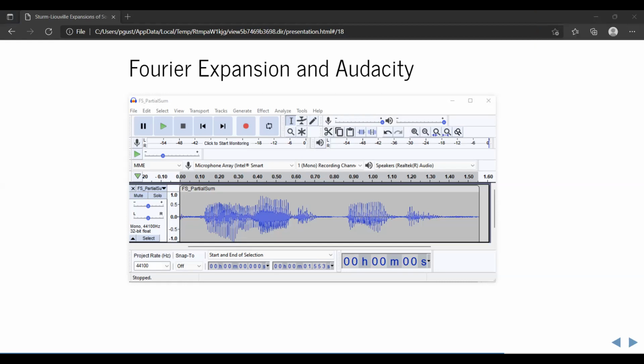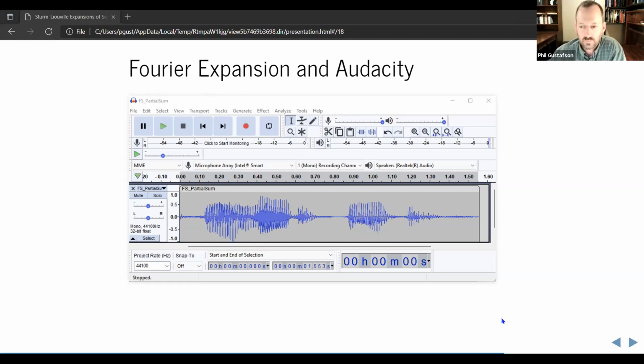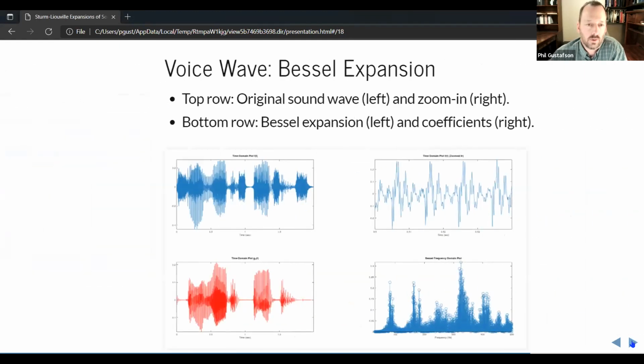The original is much louder. Sound wave expansions. And then the Fourier representation, a little bit more muffled. So that's just hearing the results of that expansion, hearing and seeing the results of the expansion.